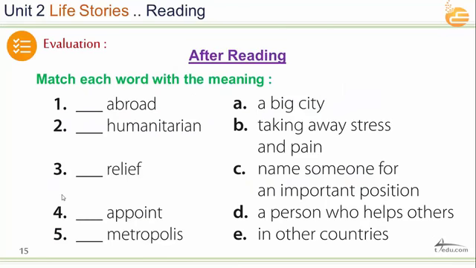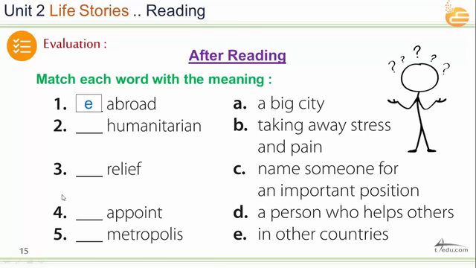Okay, after reading, match each word with the meaning. Number 1, abroad. It means a big city, taking away stress and pain, name someone for an important position, a person who helps others, in other countries. Excellent, in other countries, yes. E, the correct answer for abroad, in other countries.